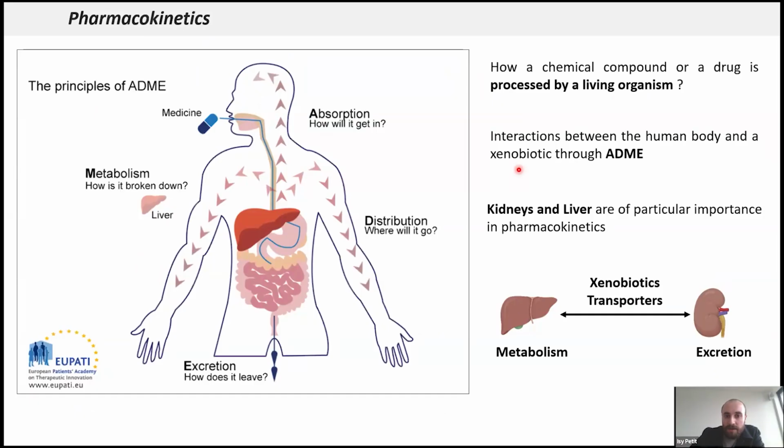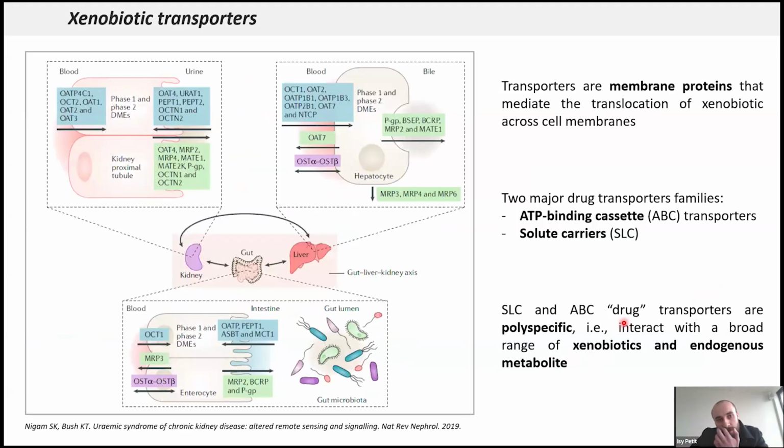And there are two organs that are particularly interesting: the kidney and the liver. The liver for the metabolism aspect, but also for the biliary excretion, and also the kidney for the urinary excretion aspect. And these two functions are mostly mediated by xenobiotic transporters. Those are transmembrane proteins that mediate the translocation of xenobiotics across cell membranes. There exist two main families, the ATP-binding cassette and the solute carrier, and they exhibit some interesting features.